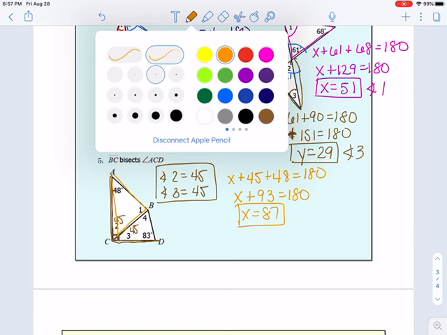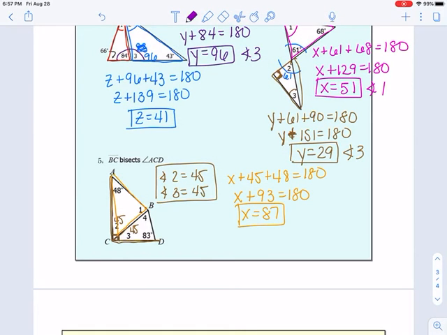Okay, and our last angle, angle 4. We'll do the same thing on the bottom now. Those 3 angles have to add up to 180 as well. So I'll call that y. So I'll have y plus 45 plus 83, and that's going to have to equal 180.